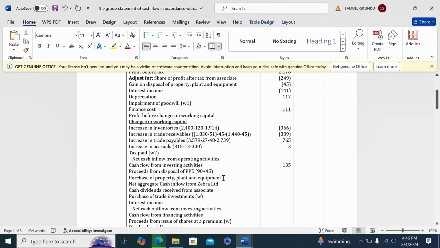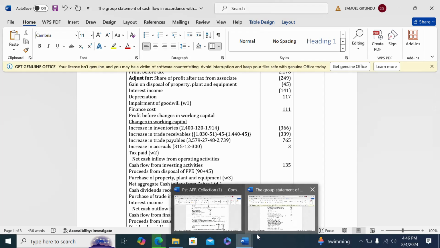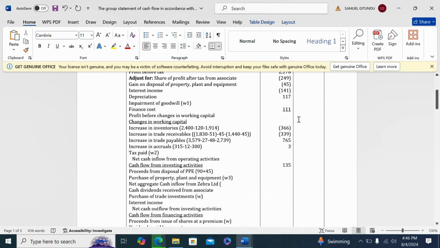Then we have the purchase of property, plant and equipment. That one will need a working, so we can call it working 3. Then net aggregate cash inflow from Zebra on acquisition of subsidiary: how much cash did we receive and how much cash did we pay?